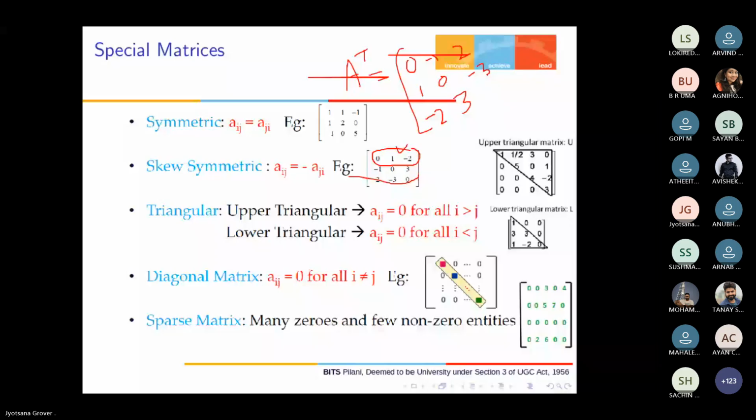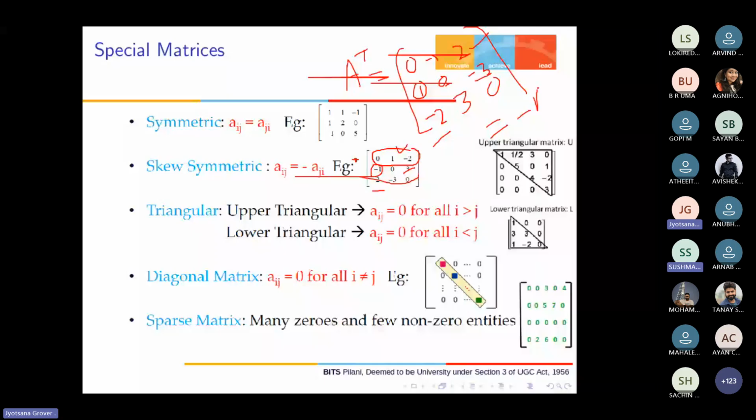Now, can you say that A transpose is minus of A? Minus of A means you multiply every entry of A with -1. So minus A will be what? -0 is the same as 0, -1. Then -2 will become 2. Minus of -1 is 1. -0 is 0. Then -3. Then -2. So A transpose is the same as minus of A. Then you say it is skew symmetric.